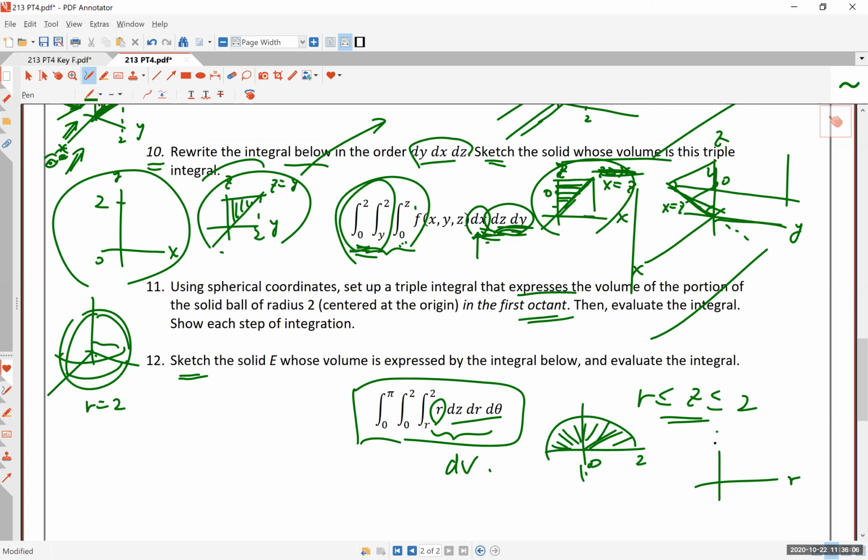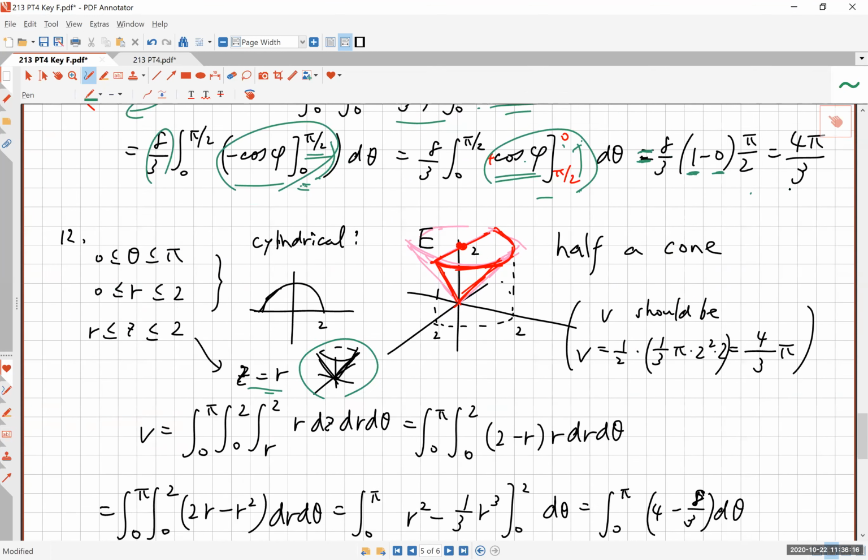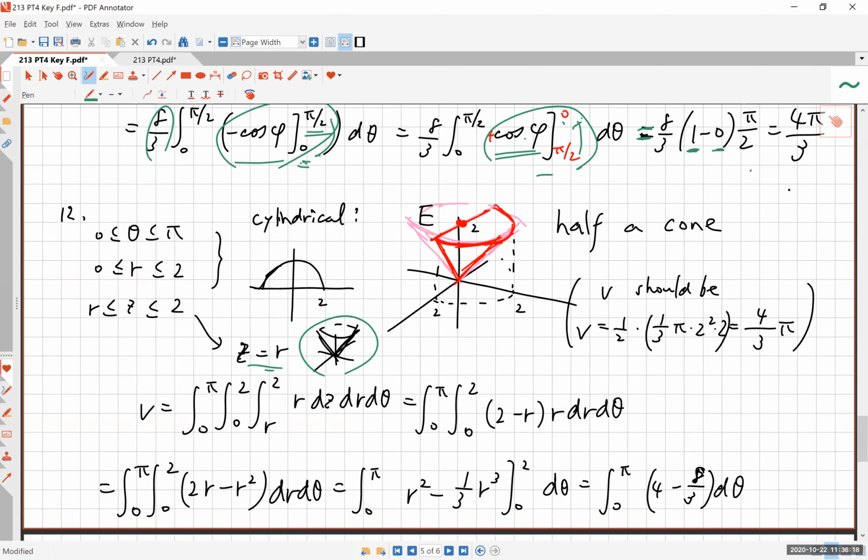Okay, so Z is equal to 2 is easy, but Z is equal to R. What is that? Well, that's the cone, right? And so the solid is going to be a cone because Z is equal to R is represented by that cone. And so it really is just the cone, except it's only the top half. So it's half of this cone. So this picture is correct. It's not the entire cone. You just cut this in half, so you can have the top half where theta goes from 0 to pi.